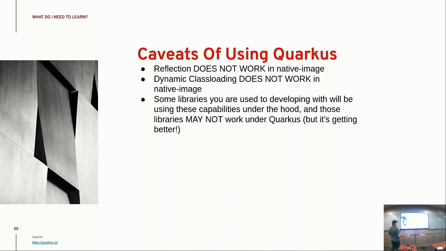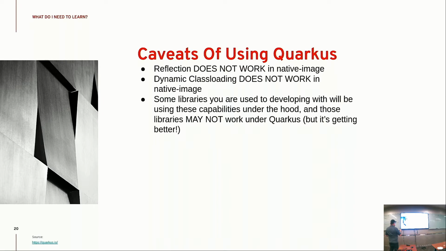As I said before, some of the caveats of using Quarkus: reflection does not work in native image. Dynamic class loading does not work in native image. And whether you realize it or not, a lot of the libraries and tools that you use under the hood in Java may be using reflection or dynamic class loading. So Spring dependency injection is a huge user of both. A lot of testing tools require reflection or dynamic class loading. So if you're using TestNG or Spock Framework, maybe you might have issues.